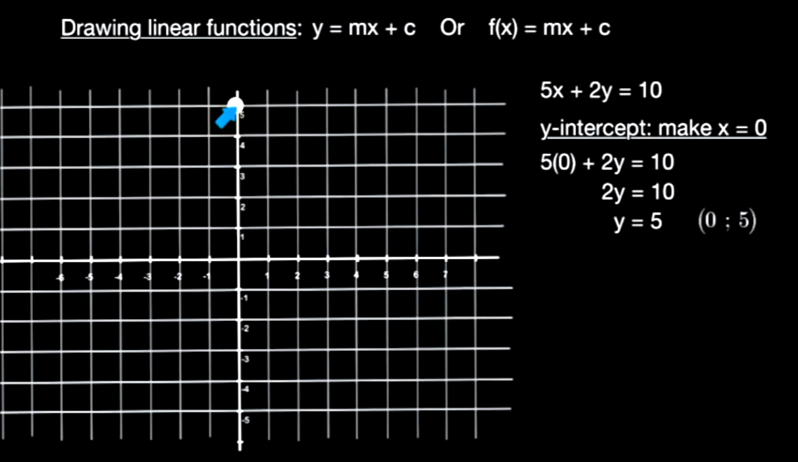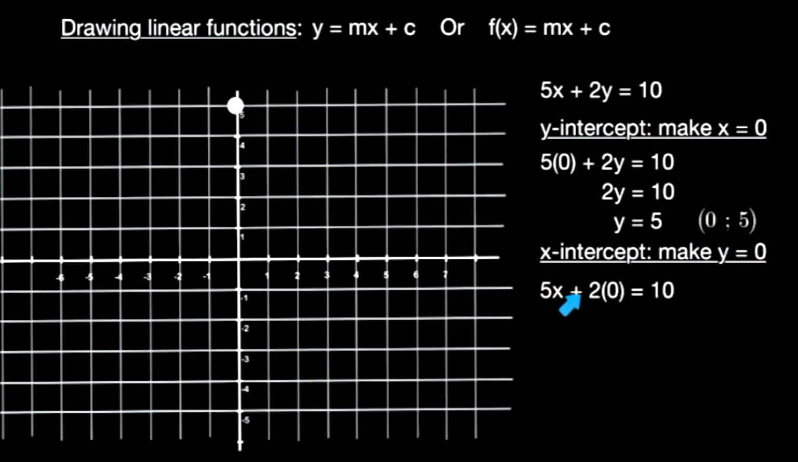Easy, right? Now we need another dot to connect our straight line with, so we have to find the x-intercept, the place where our straight line goes through our x-axis. And on our x-axis, our y is always equal to 0. So in the place of this y, we're going to put the 0. So we've got 5x plus 2 times 0 equals 10. So 2 times 0 is 0, so we've got 5x equals 10, and 10 divided by 5 gives us a 2. So x is equal to 2, so our x-coordinate is a 2, while our y-coordinate is a 0.